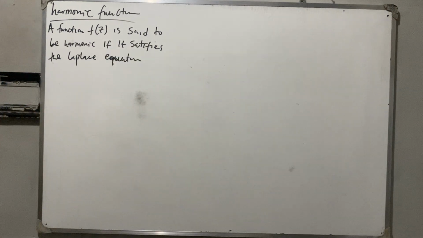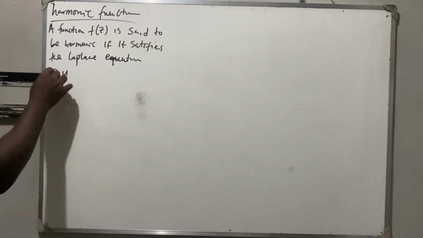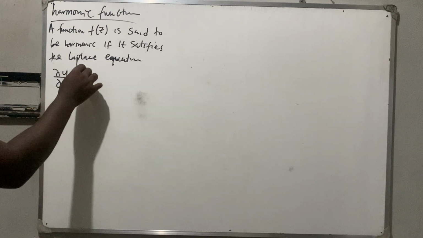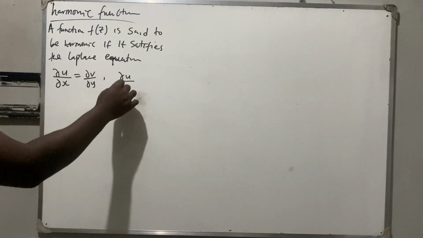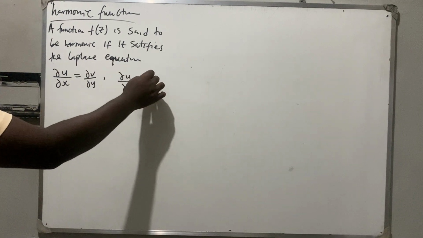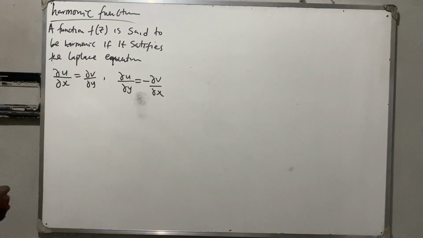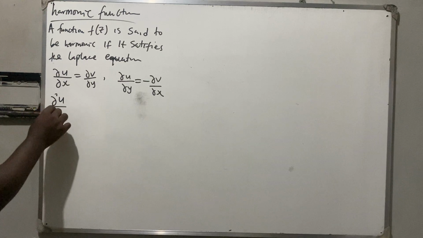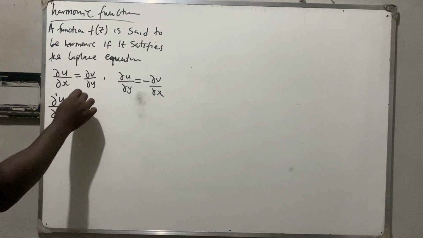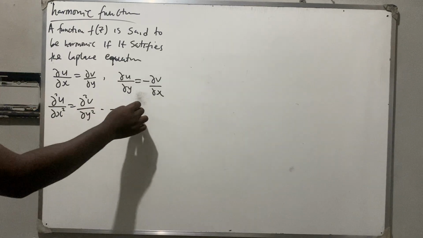Now, the Laplace equation is gotten from the Cauchy-Riemann equation. Cauchy-Riemann equation says partial u over partial x is equal to partial v over partial y, and partial u over partial y is equal to negative partial v over partial x. So if we take the second derivative of both sides, I'm going to have partial squared u over partial x squared is equal to partial squared v over partial y squared. Okay, let me call this equation 1.